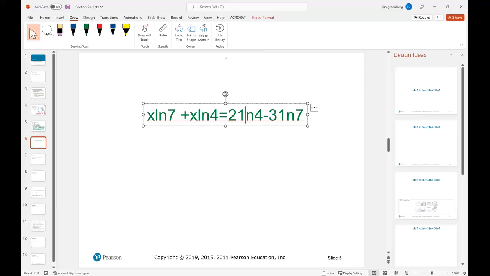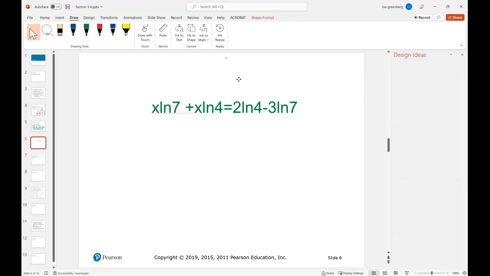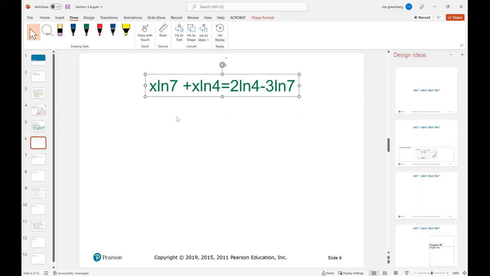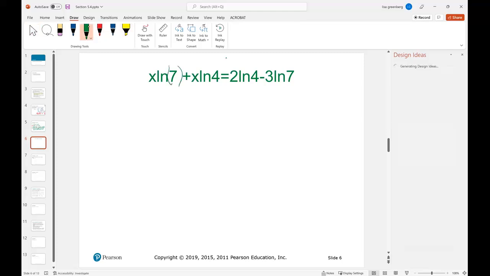Let me change this to an ln, and this to an ln. And let me just make sure that this is correct. So I have x ln of 7 plus x ln of 4 equals 2 ln of 4 minus 3 ln of 7. Okay, perfect. So that's where we're going to start. Okay. And these are all in parentheses.